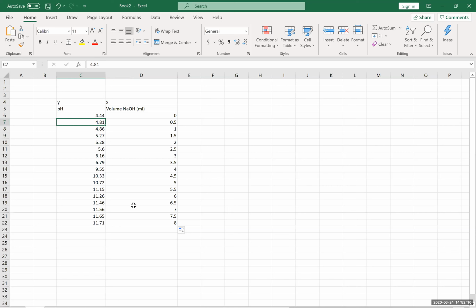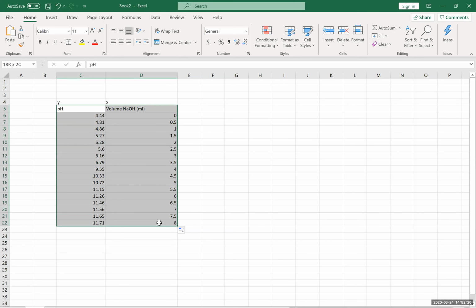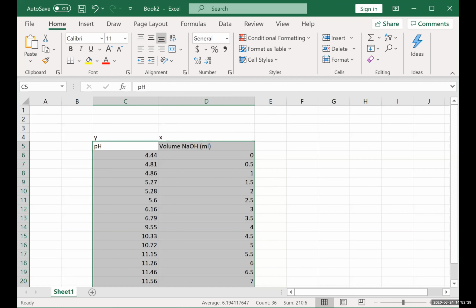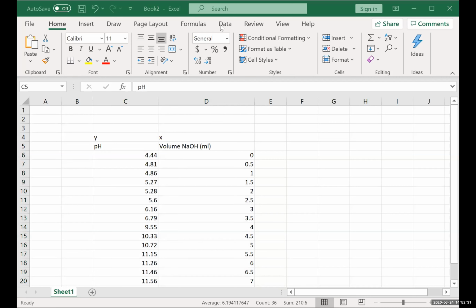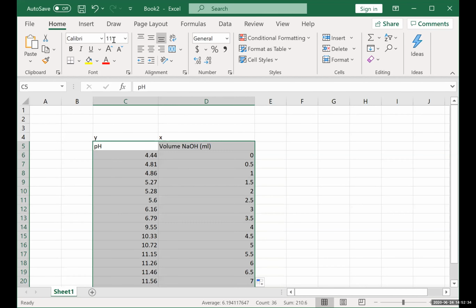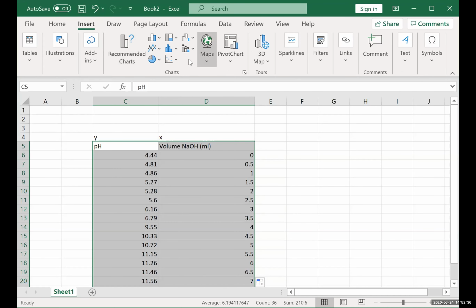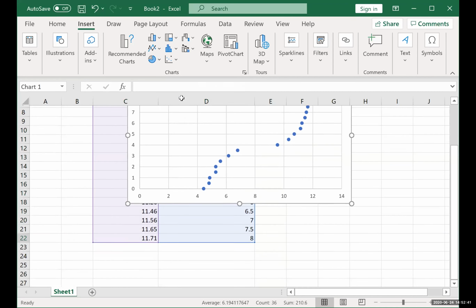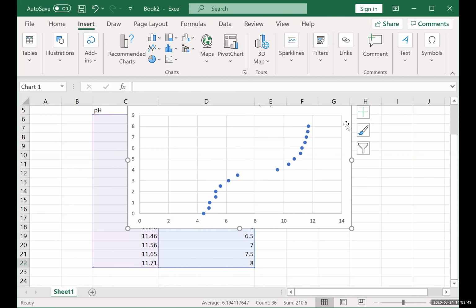So now from this data set, what we're going to do is plot pH versus volume. So we're going to highlight our whole data set. Now we're going to go to Insert, and you're going to click on the little scatter plot button. So we should end up with the following plot.